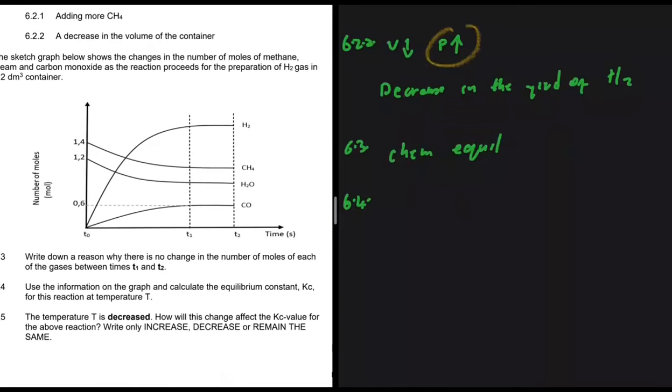Okay, 6.3. Let's take a look at 6.4. 6.4 says, use the information on the graph and calculate the equilibrium constant Kc for this reaction at temperature T.